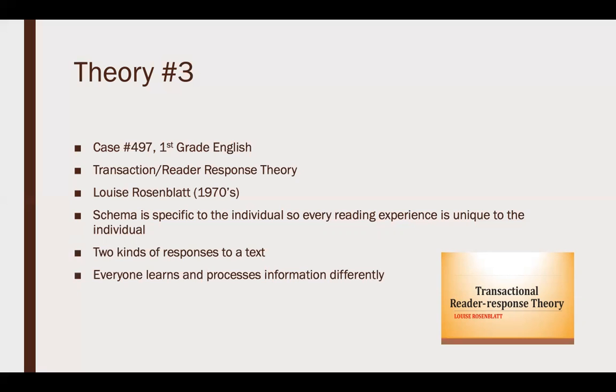There are two different kinds of responses to a text. Afferent responses are fact-oriented, and aesthetic responses are personally and emotionally based. Everyone learns and processes information differently, which is the takeaway from this theory. In the classroom, this theory can be used to help teachers understand why students may take away different information from a text than others, and it can explain the different connections that students make to a story.